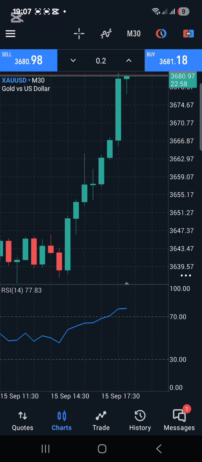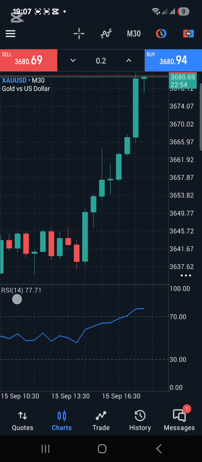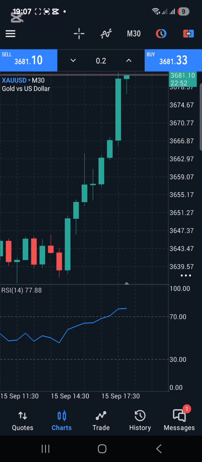And the easiest way that you can check that, you see this RSI written, RSI in bracket 14, then we got 77.76. That's the exact point that the RSI is at. So right now, you got a very good chance of selling and still make your money. All right.